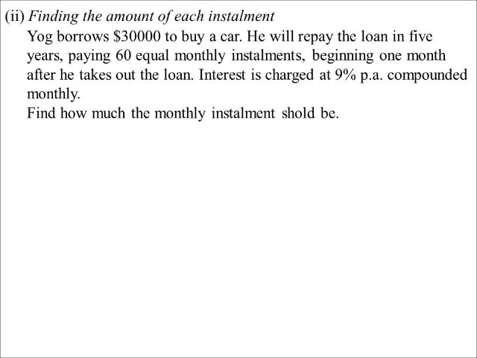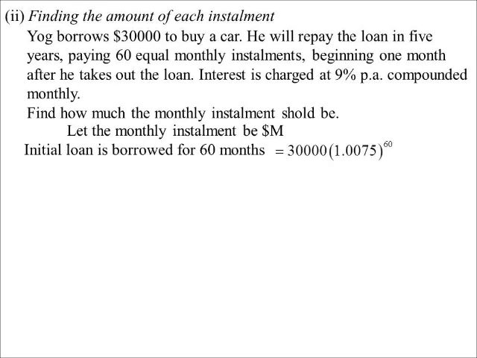Yog. He'll repay the loan in 5 years. He wants to pay it off in 5 years, 60 equal monthly instalments. Interest is 9% per annum, compounded each month. How much are our instalments going to be? The monthly instalment is M. That's what we're trying to work out. How much am I going to pay back?